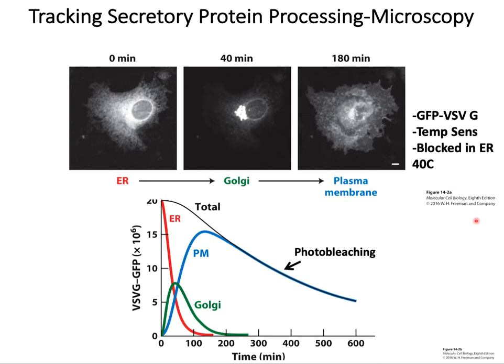Now, again, just to repeat, when the cells are at 40 degrees Celsius, trafficking would be halted and VSV-G will be retained in the ER. This is the characteristic of the TS045 VSV-G mutant protein.